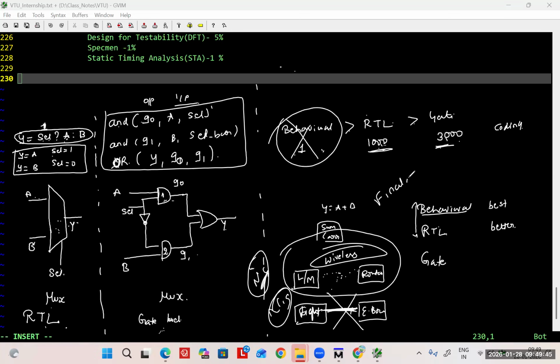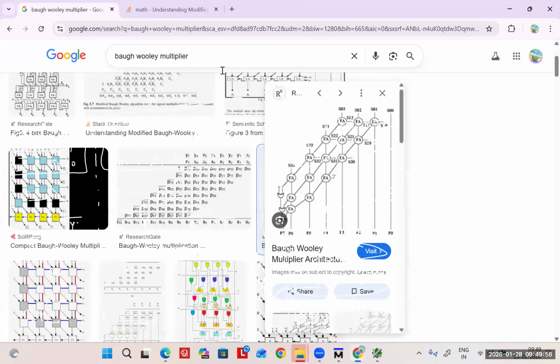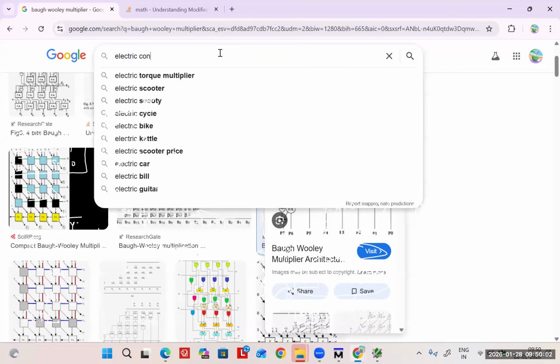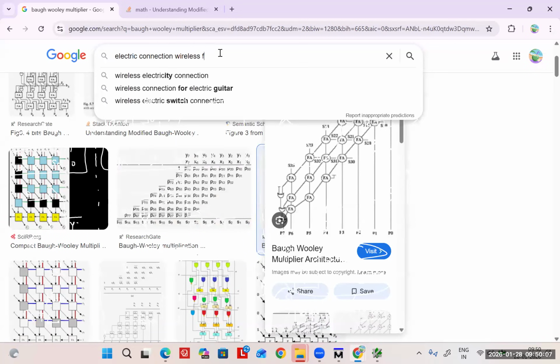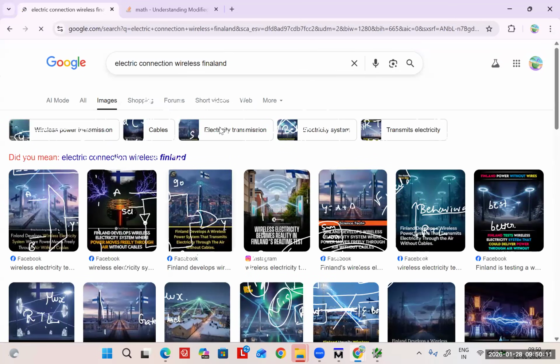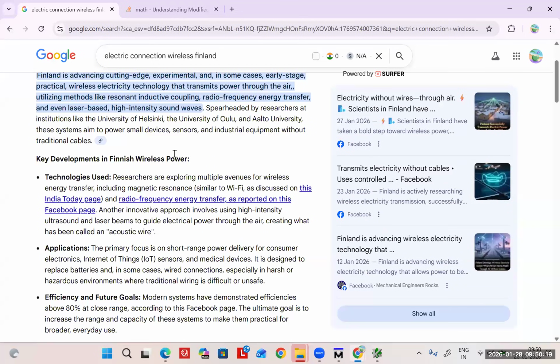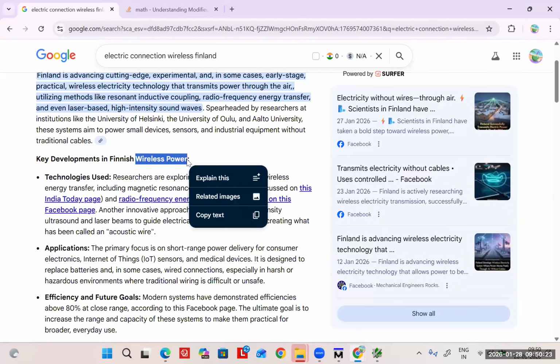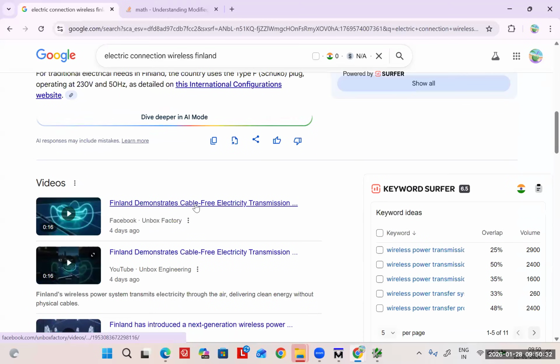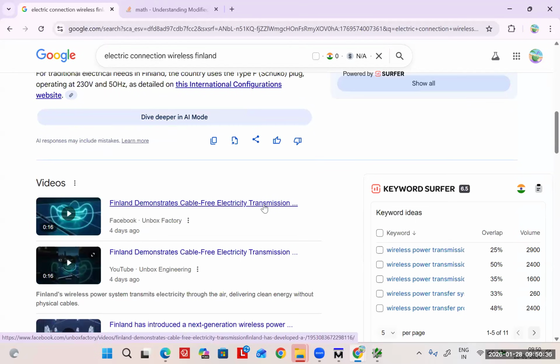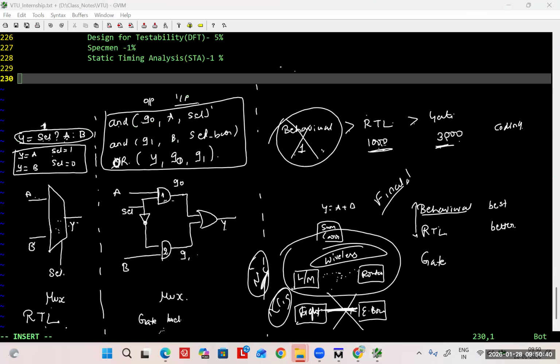Do one thing. Go and do the research. Finland. They have already done this one. No wire, nothing. Electric propagation without wire. Power transmission by what, wire or wireless? What they have written? It's wireless. Finland demonstrates cable-free electricity transmission. This is true in your future. You don't need any wire and all. The entire wire you keep aside.